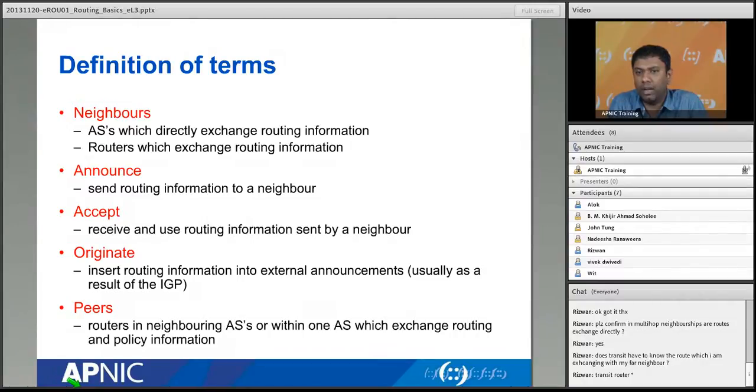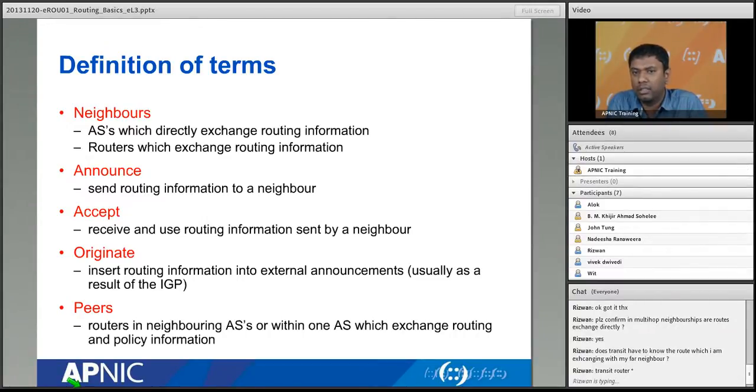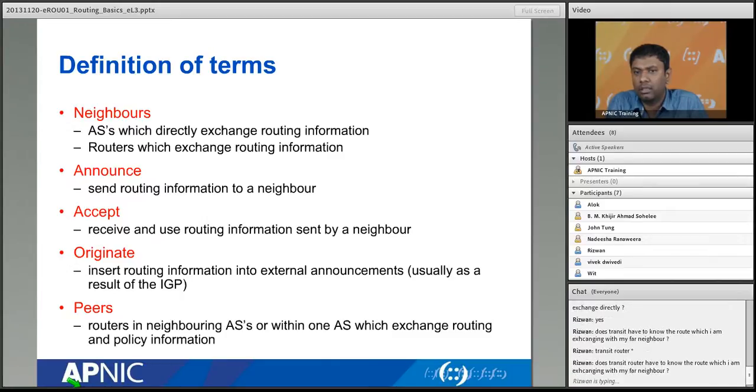Can you please clarify your question? What do you mean by far neighbors? Does the transit router have to know the route which I am exchanging with my far neighbors? Well, we have future slides, so don't worry.